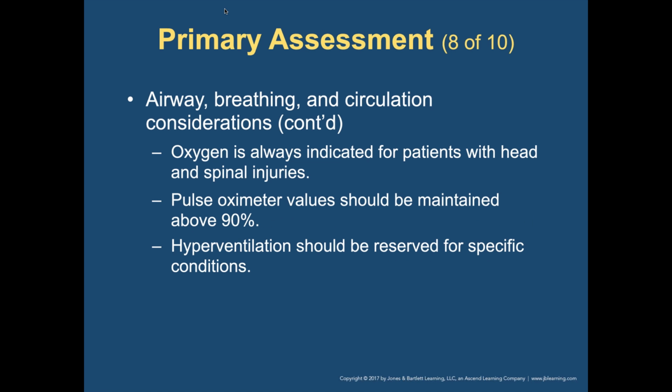When we're dealing with trauma patients, at this point in the game and the primary assessment, go ahead and give them the 15 liters emergency oxygen. That's okay. You can always step it down when you get to your secondary assessment if you figure out that they don't need it. I don't like that it says pulse ox value should be maintained above 90, because at this point you're not getting vitals. But yes, when you get that number, keep it above 90.